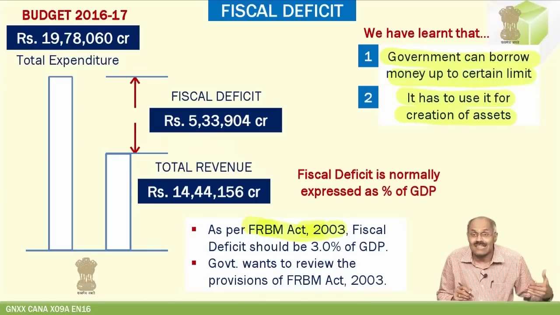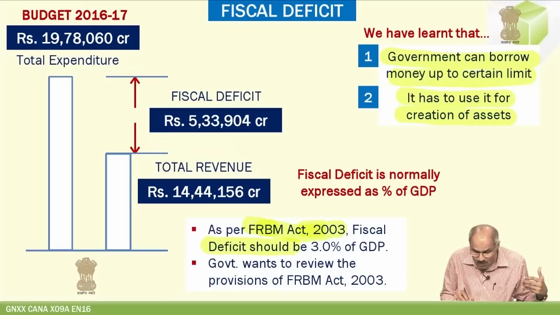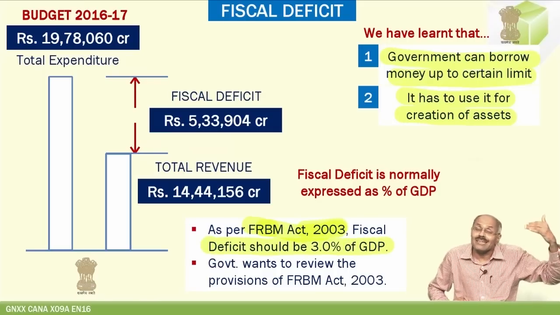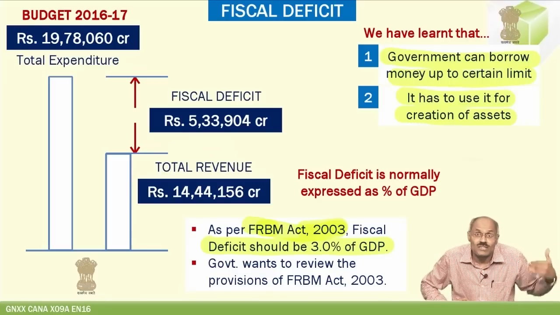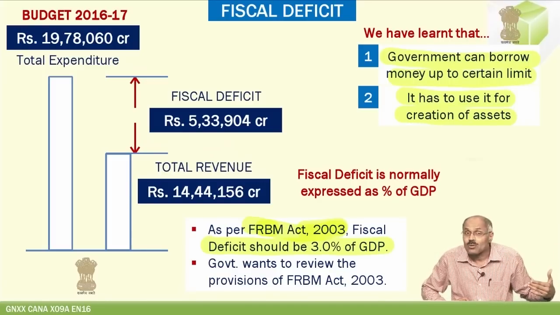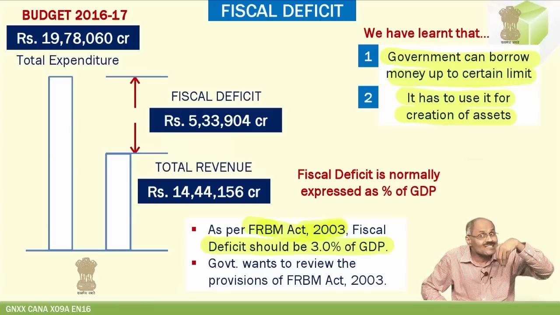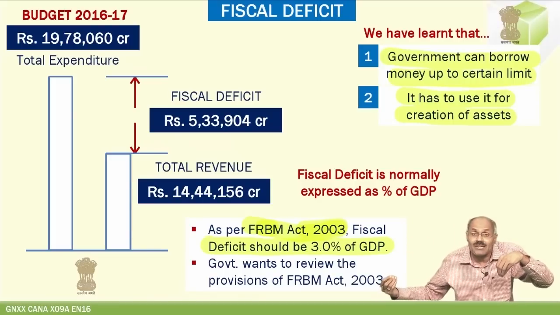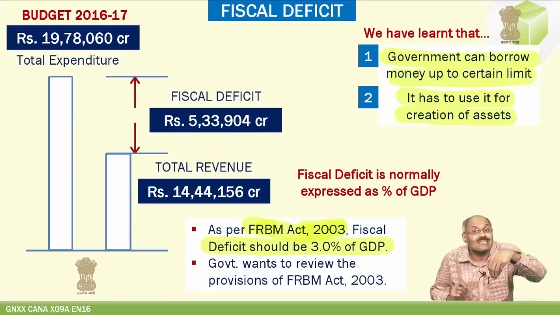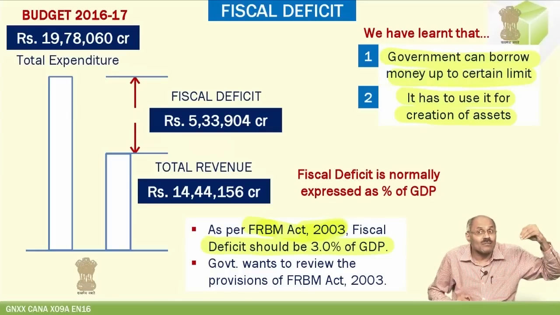As per this act, fiscal deficit should be 3% of GDP. Ultimate aim of the government is to ensure fiscal deficit at 3% of GDP. Somehow government could not ensure this 3% of GDP, and last year government devised a roadmap. As per that roadmap, in 2016-17, fiscal deficit will be 3.5%. And by 2017-18, government will realize that figure of 3% as per the FRBM Act of 2003.